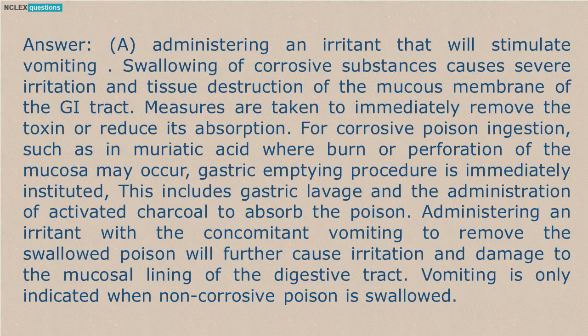Answer: administering an irritant that will stimulate vomiting. Swallowing of corrosive substances causes severe irritation and tissue destruction of the mucous membrane of the GI tract. Measures are taken to immediately remove the toxin or reduce its absorption. For corrosive poison ingestion, such as in muriatic acid, where burn or perforation of the mucosa may occur, gastric emptying procedure is immediately instituted. This includes gastric lavage and the administration of activated charcoal to absorb the poison. Administering an irritant with a concomitant vomiting to remove the swallowed poison will further cause irritation and damage to the mucosal lining of the digestive tract. Vomiting is only indicated when non-corrosive poison is swallowed.